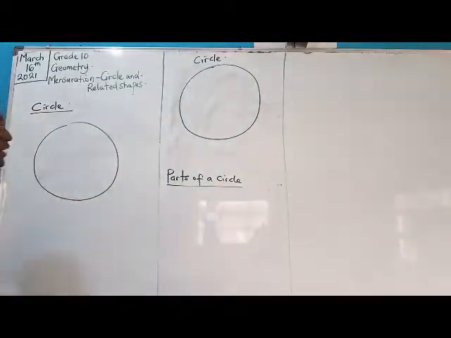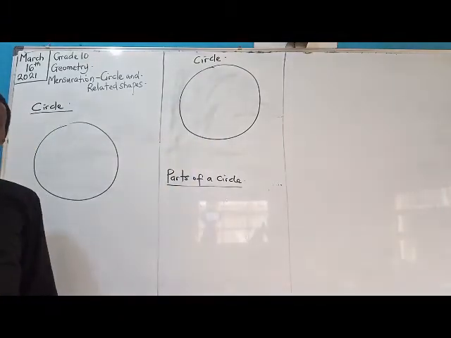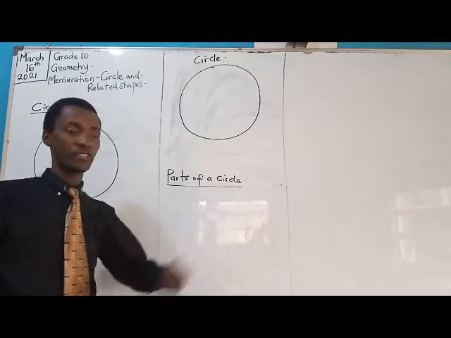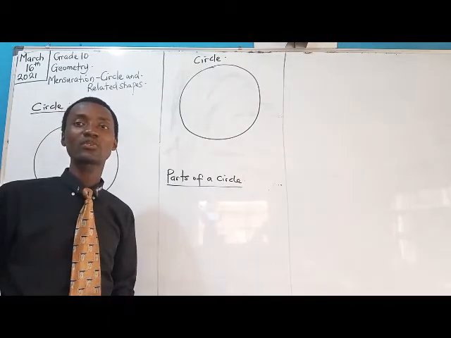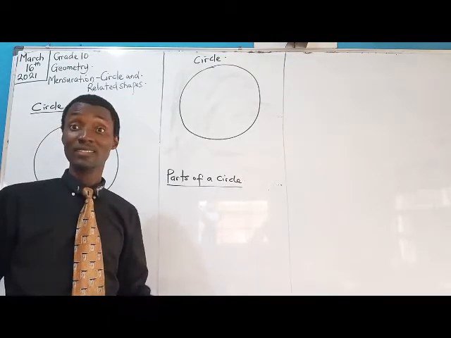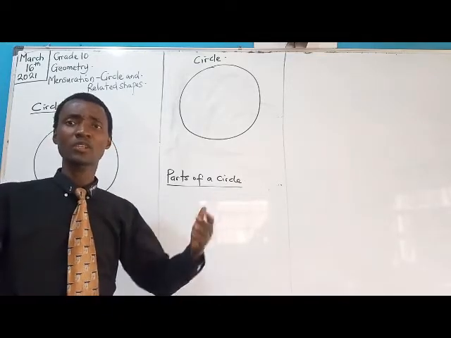Alright, we have a circle here, and I've drawn another circle here. And the first objective will be to try to name the parts of a circle. So by way of this class, we're going to try to name 12 parts of a circle.